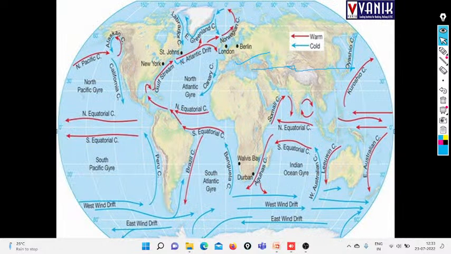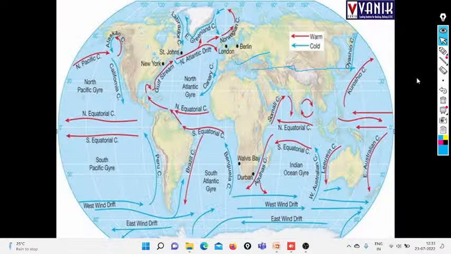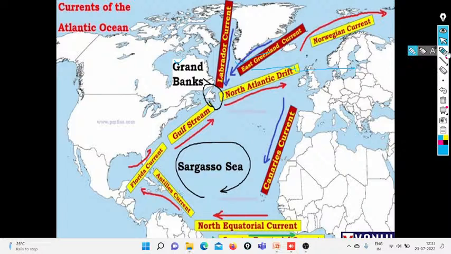Up to Cape Hatteras. Cape Hatteras is here, just look here. This is Cape Hatteras on the US coast. This is the place, Cape Hatteras.